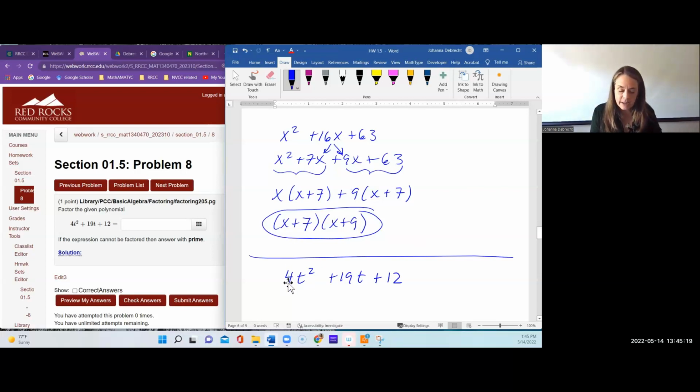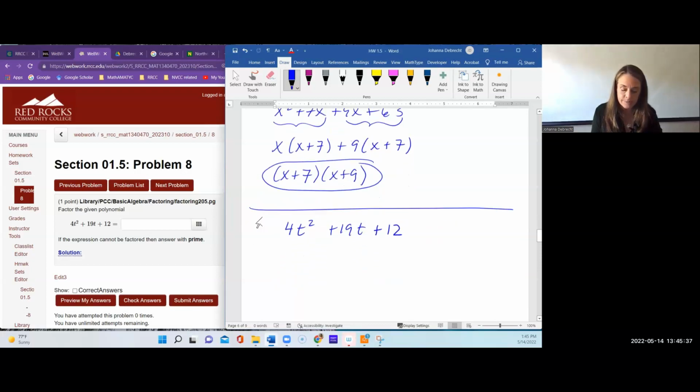If I did that, I've got a 4 here, but 19 here, and 19's prime. So no common number. What about t's? I've got t squared and t, but no t's here. I have no common factor. This one is different because my a is no longer 1, it's a 4.